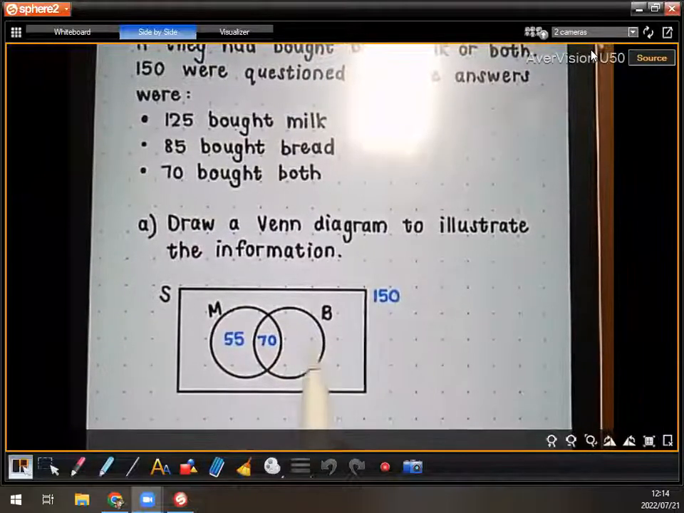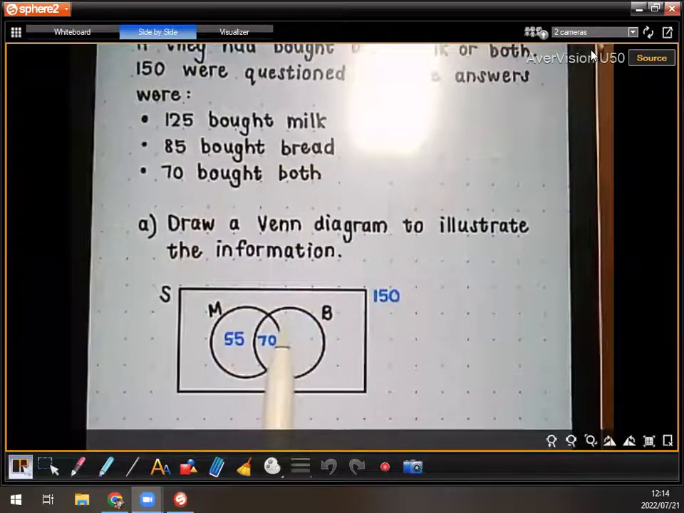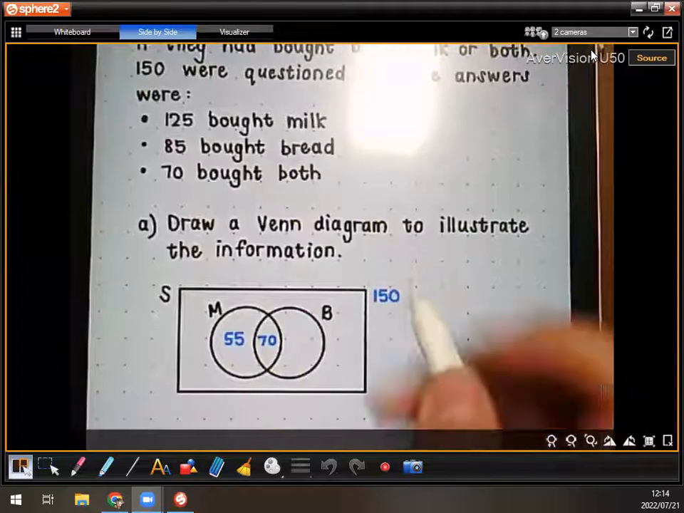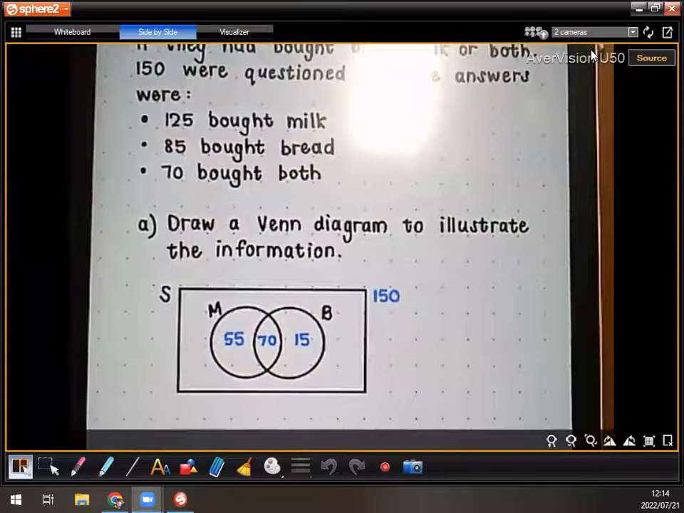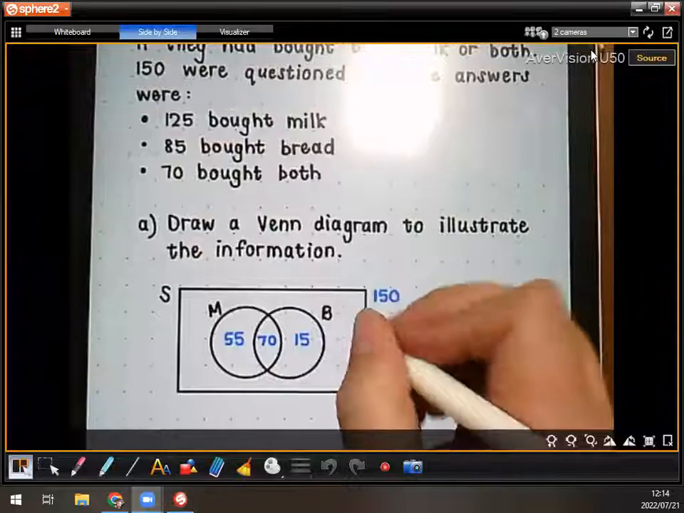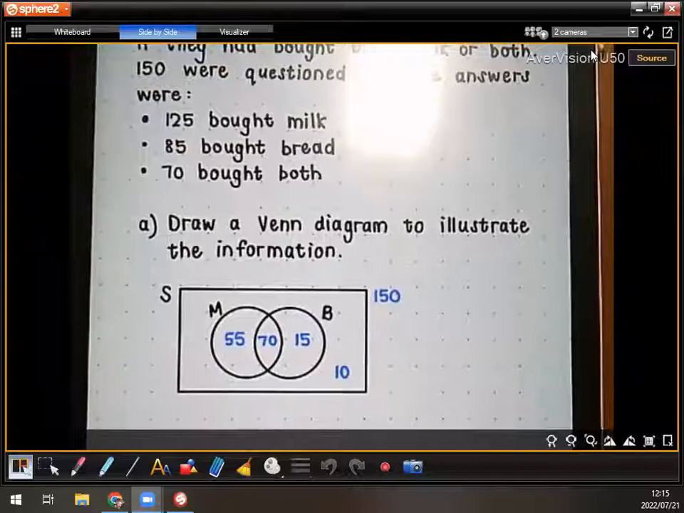And then we need to do the same thing with the bread. So it was 85 people that bought bread. There are already 70 people in the bread circle. I just need to put in the other 15. Okay. Now guys, if you add these numbers together, what do you get? 150. But there were 150 people questioned, which means the 10 of them didn't buy either. Okay. So the 10 must go somewhere on the outside of the two circles, but still in the box.